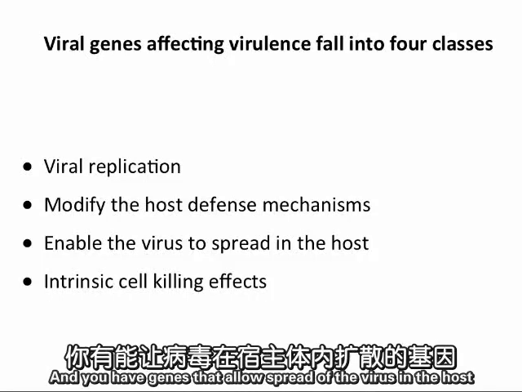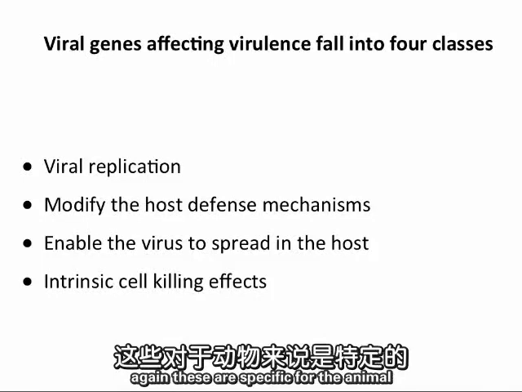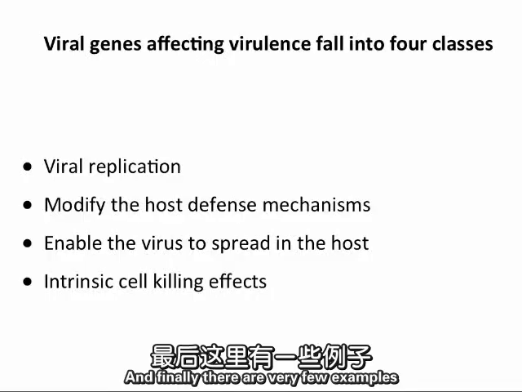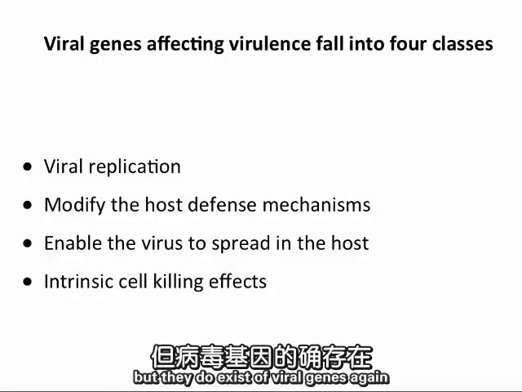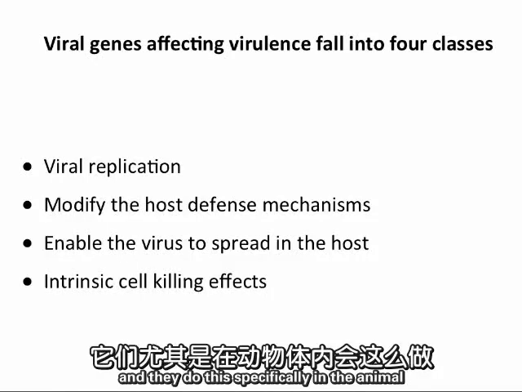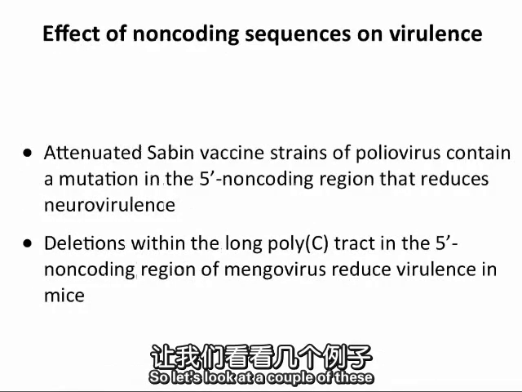Then you have genes that allow spread of the virus in the host. Again, these are specific for the animal. These are very interesting. And finally, there are very few examples, but they do exist, of viral genes with intrinsic cell-killing effects. They can cause cell death, and they do this specifically in the animal. So let's look at a couple of these.